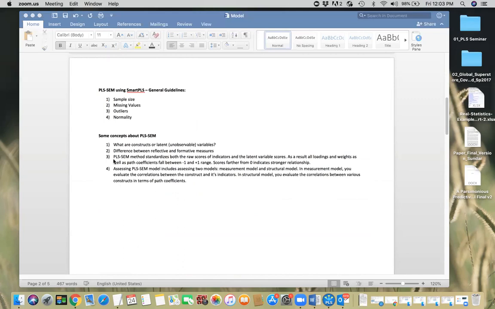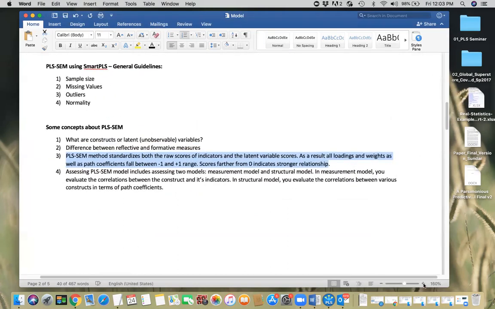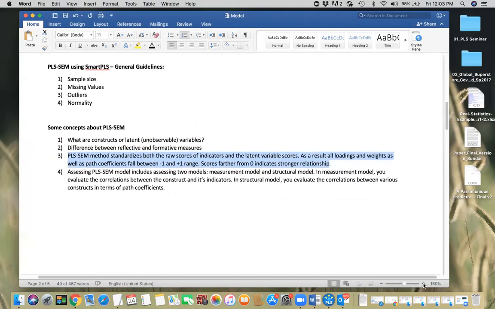Now, the other thing is that the PLS-SEM method standardizes both the raw scores of the indicators and the latent variable scores. So as a result, all loadings and weights as well as path coefficients fall between the range of -1 and +1. So all the path coefficients are standardized, weights, loadings, everything is standardized, and they range from -1 to +1. The farther away from 0, the stronger the relationship. That's something we have to keep in mind.